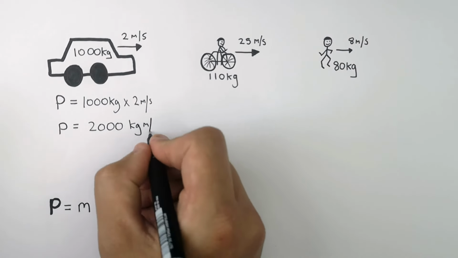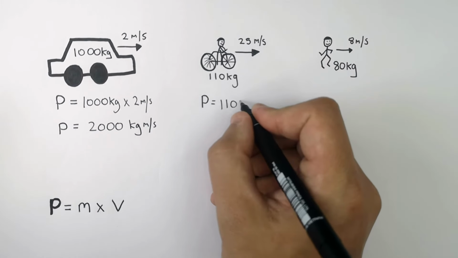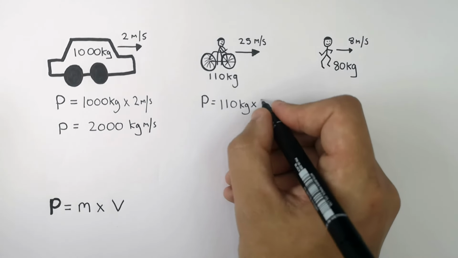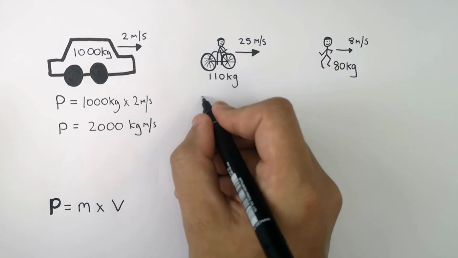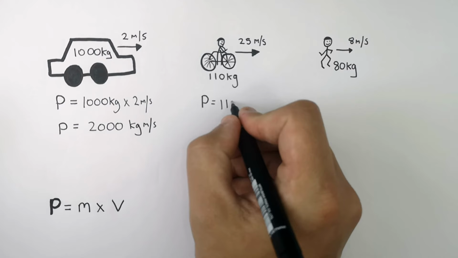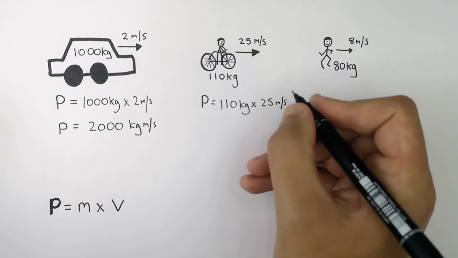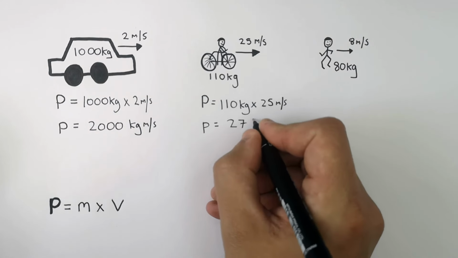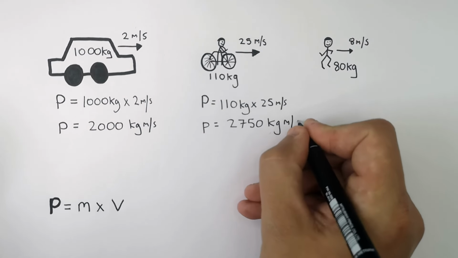kilogram meters per second. So this cyclist has a mass of 110 kilograms. It's travelling with a velocity of 25 meters per second. So to work out P, the momentum, you do 110 kilograms times 25 meters per second. That gives you a momentum of 2,750 kilogram meters per second.